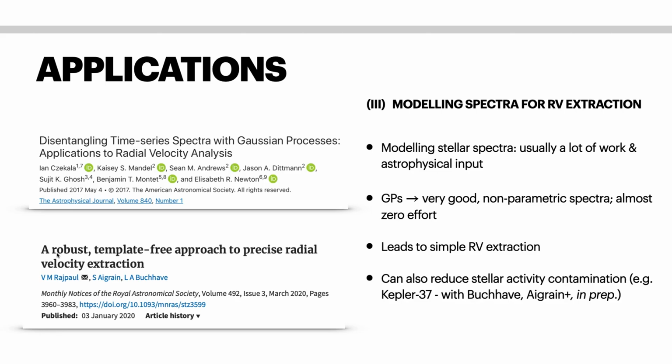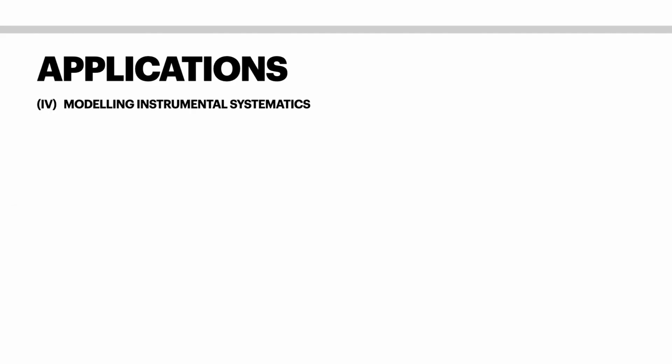And I should add that if you're clever about how you extract RVs with some of these techniques, you can also reduce the stellar activity contamination so significantly that you don't even need to model it in the RVs you extract. But that's work in progress.